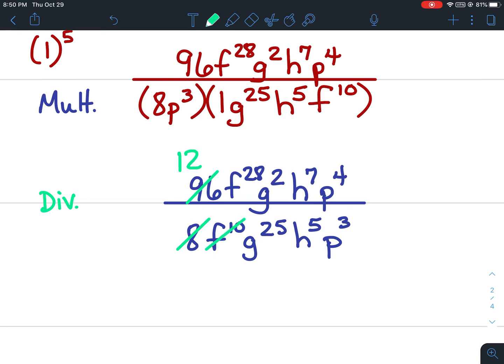F to the 10th has the smaller exponent. 28 minus 10 is 18. G to the 2nd has the smaller exponent. 25 minus 2 is 23. See, there's where you want to have enough space to rewrite it. H to the 5th has the smaller exponent. 7 minus 5 is 2. P to the 3rd has the smaller exponent. 4 minus 3 is 1.